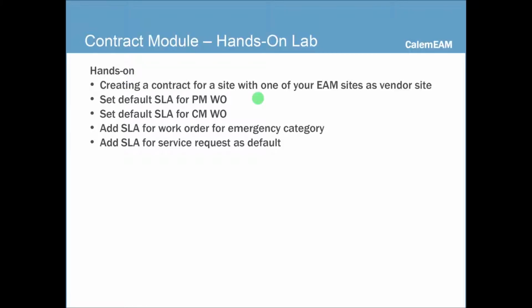Now let's look at the hands-on lab. In this hands-on lab, we'd like for you to create a contract for a site, with one of your EAM sites as a vendor site. Set default SLA for the PM work order, then set default SLA for the CM work order. Add SLA for work order for emergency category, so you would define a specific SLA parameter set for emergency category, and then define SLA for service request as default.